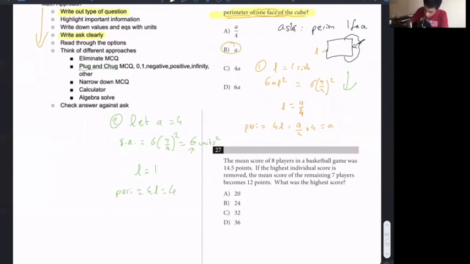And then what you do is you plug in A equals 4 into all of these. So here you get 1, 4, 16, 24. So then again, you know that the answer is B because we got the perimeter to be 4. So plug and chug is a little tricky here. It doesn't really work. Actually, formulaic is faster.